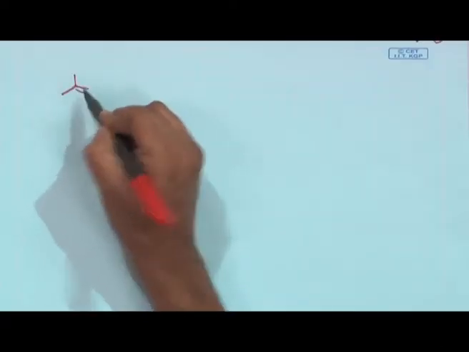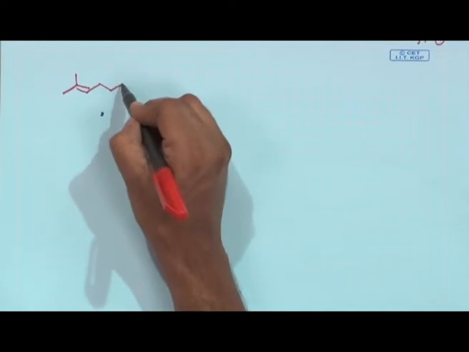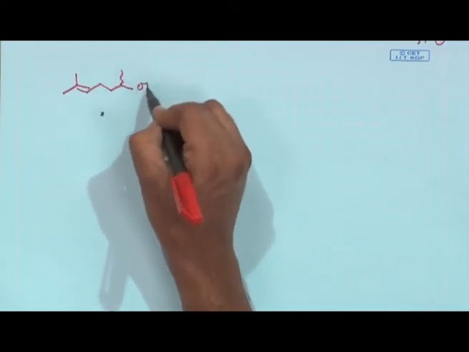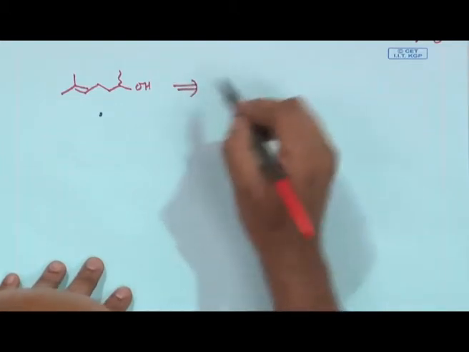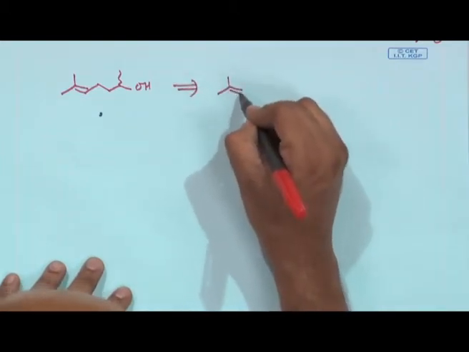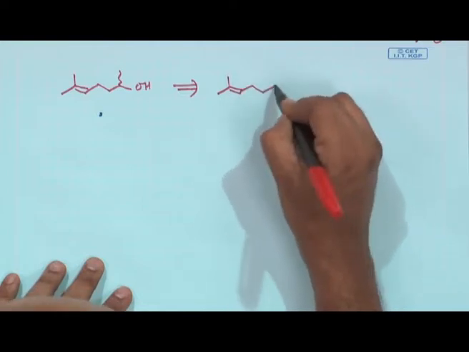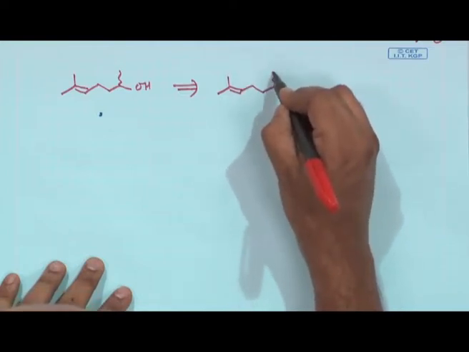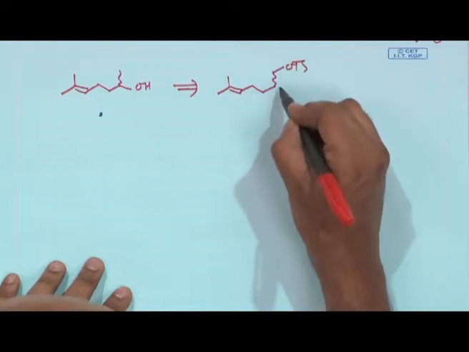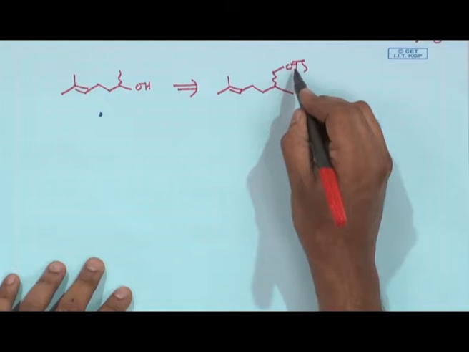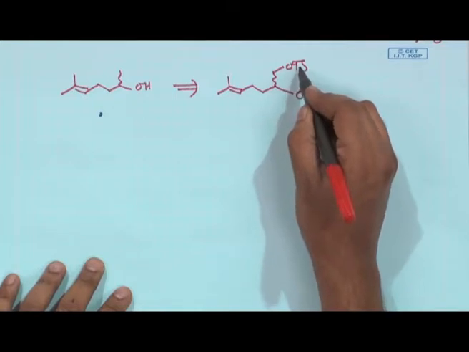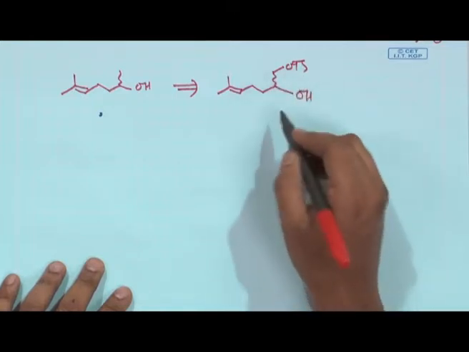So, now we will try to do the retro, because retro was our main focus. We will do the retro for the simple case without talking about the enantiomer. Now, I am saying that if you have this kind of compound, you can easily do a lithium aluminum hydride reduction to convert the CH2OTs to methyl. Fine.